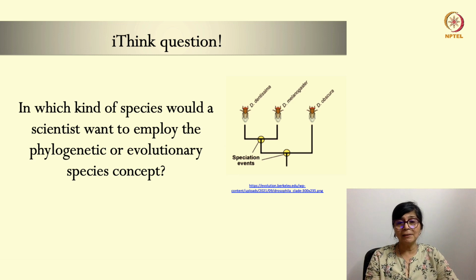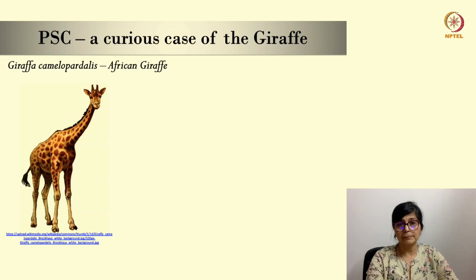So my question for you to think about would be, in which kind of species would a scientist want to employ the phylogenetic or evolutionary species concept, do you think? Pause this video and just think about it. Probably you have thought it right, and those are organisms.